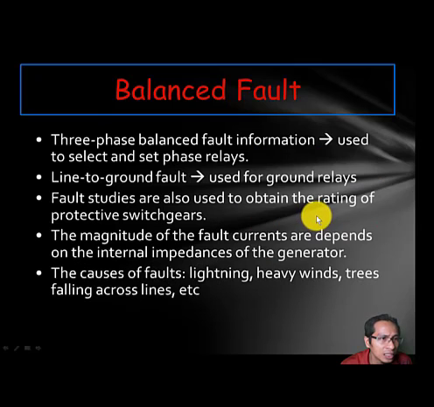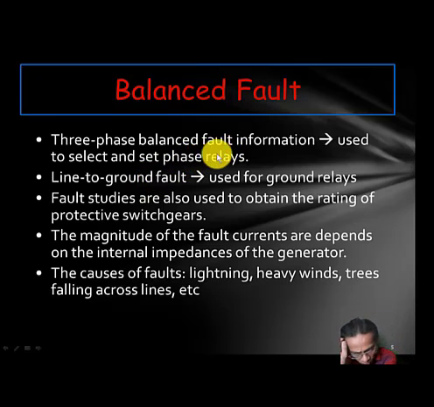Okay. So if we look at balanced faults, usually the information from the fault current can be used to select and set a phase relay. What is the function of a phase relay? This phase relay is used to tell the circuit breaker whether this magnitude of current is a fault current or the ordinary type of current, the load current. So to differentiate between fault current and ordinary current, a relay is used.